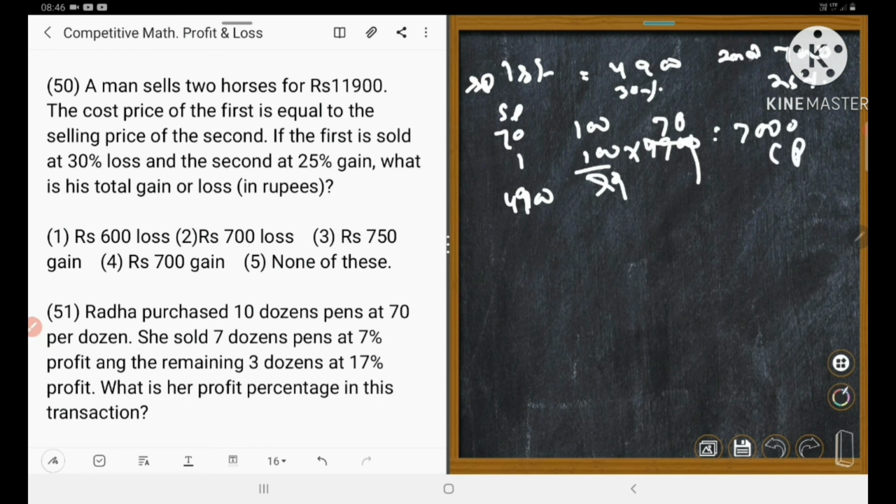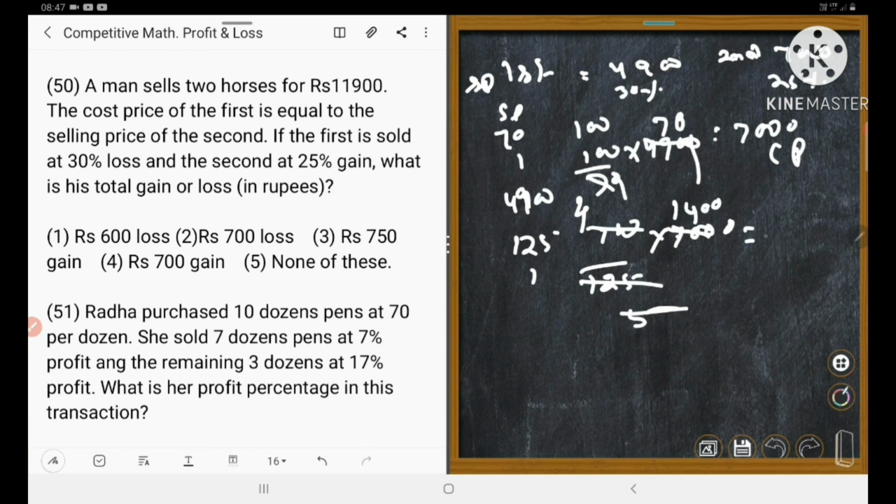Second one: SP is 7,000, profit 25%, that is 125 SP is equal to 100 CP. So 1 is equal to 100 upon 125 into 7,000, which is 5,600. So this is also a CP. Total CP is 7,000 plus 5,600, that is 12,600.